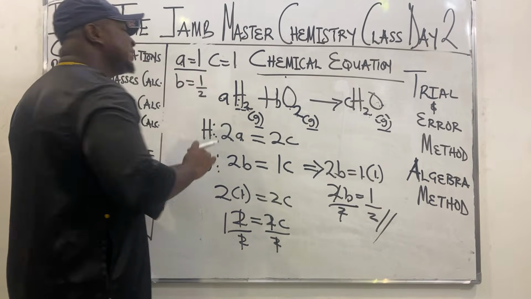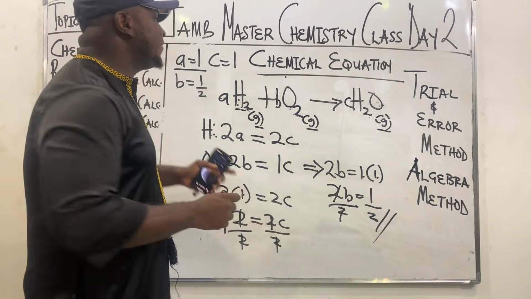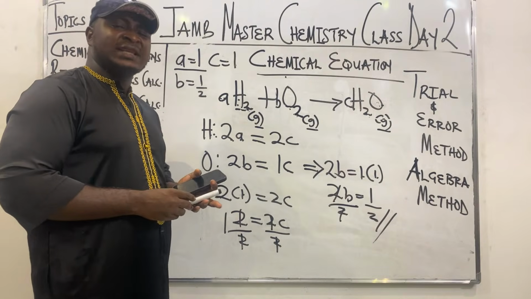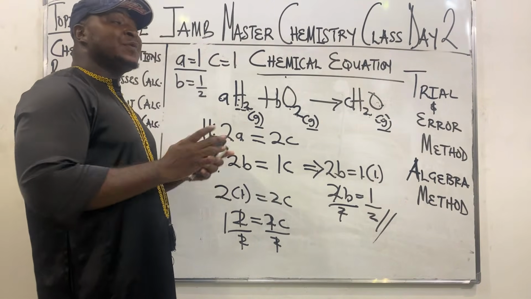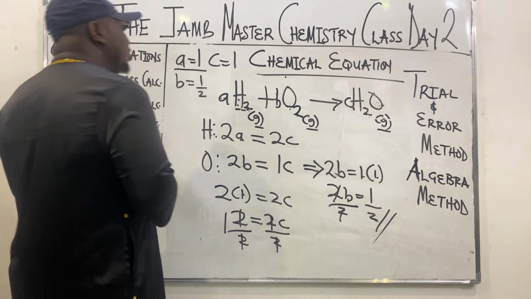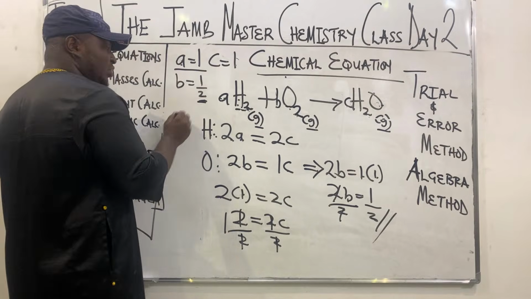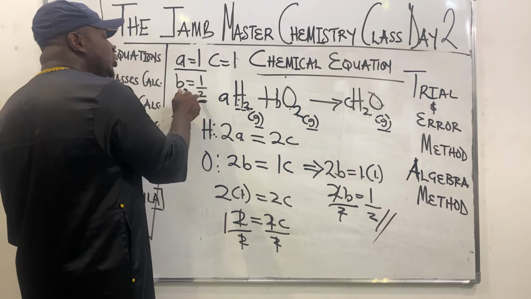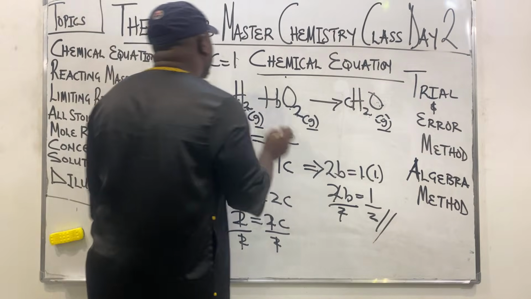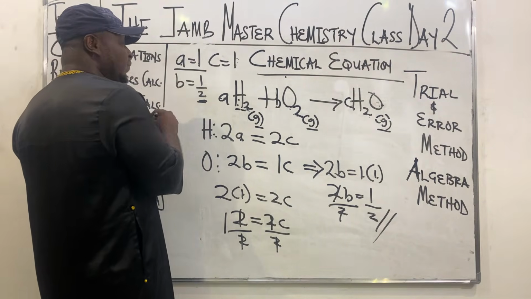Class, we have gotten A, B, and C, but there's a problem. Anytime you get your unknown values and one of them is a fraction, then there's fire on the mountain. There's something you must do to calm that fire. You're going to multiply all the numbers by the denominator of the fraction you got. What is the denominator of the fraction? 2. We're going to multiply A by 2, C by 2, and B by 2 to cancel out this denominator.